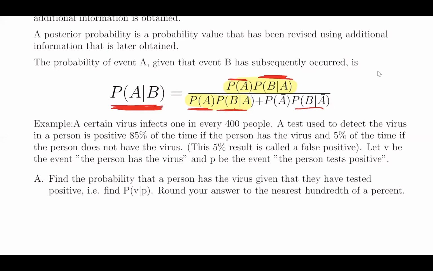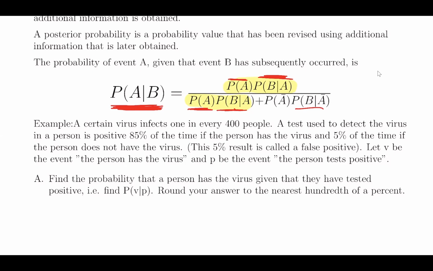For this problem, it says a certain virus infects 1 in every 400 people. A test used to detect the virus in a person is positive 85% of the time if the person has the virus, and 5% of the time if the person does not have the virus. This 5% result is called a false positive. Let V be the event the person has the virus, and P be the event the person tests positive. So V is they have the virus, and P is they test positive.